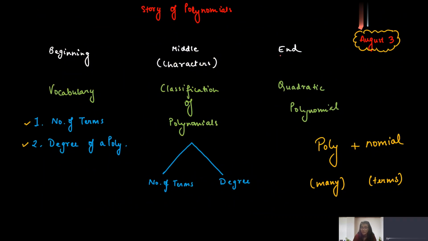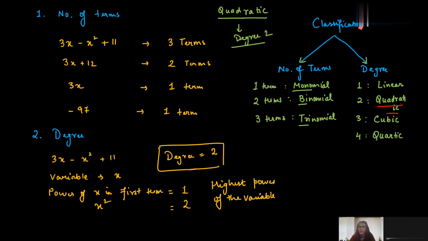In the end, we are only interested in finding out what happens with the quadratic polynomial, using the discriminant. This will come in today's discussion only. Quadratic polynomial. We can also say quadratic expression. These two are the same things.